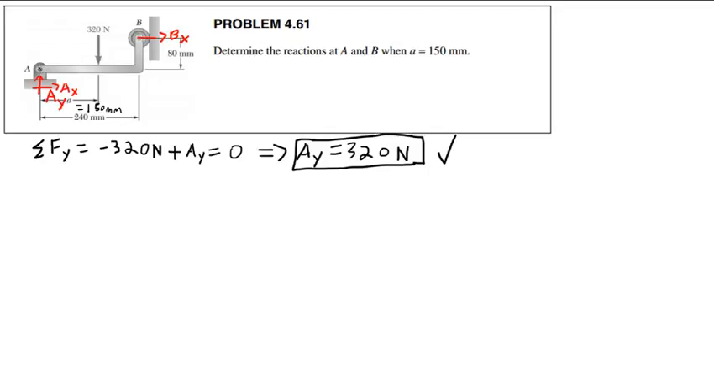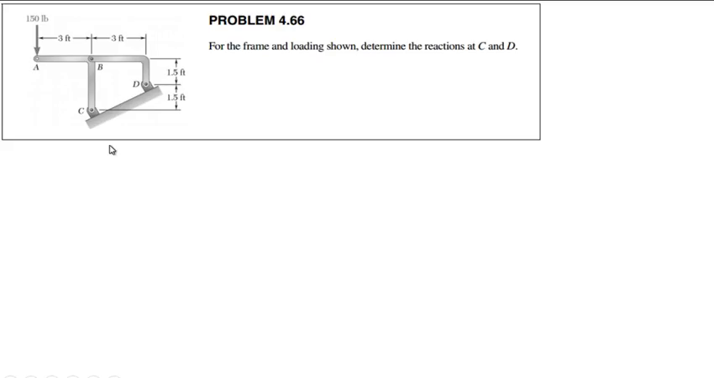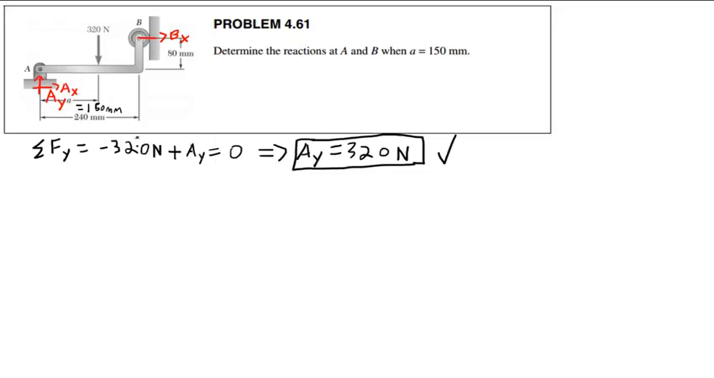If I sum moments about point A, now I drew them below here, but in reality, AX acts right through the pin, and AY acts right through the pin. So if I sum moments about point A, this force here and this force here have no moment arm about that point. They won't generate any moment, so I will not need to include them in the moment expression. However, BX will, and this 320 newton force will. So if I do a sum of moments about point A, that will allow me to get BX. If I do a sum of moments about point B, that will allow me to get AY. So I think I'll just solve for moments about point A.